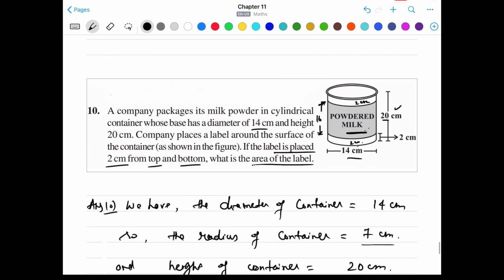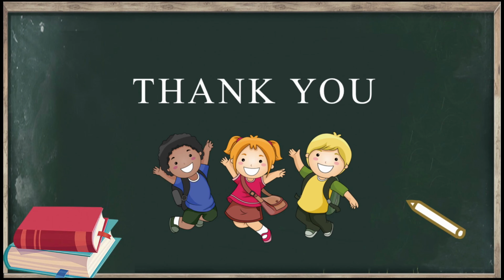With this we have completed all the questions of exercise 11.3. Now we have to practice all these questions multiple times so that you understand them better.